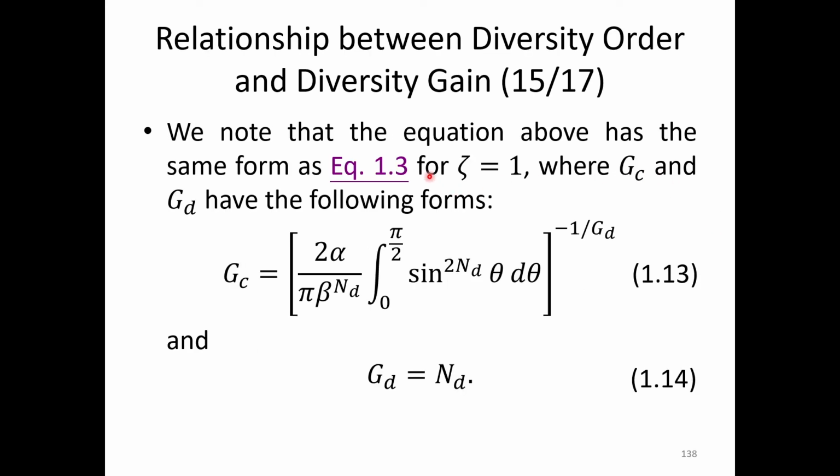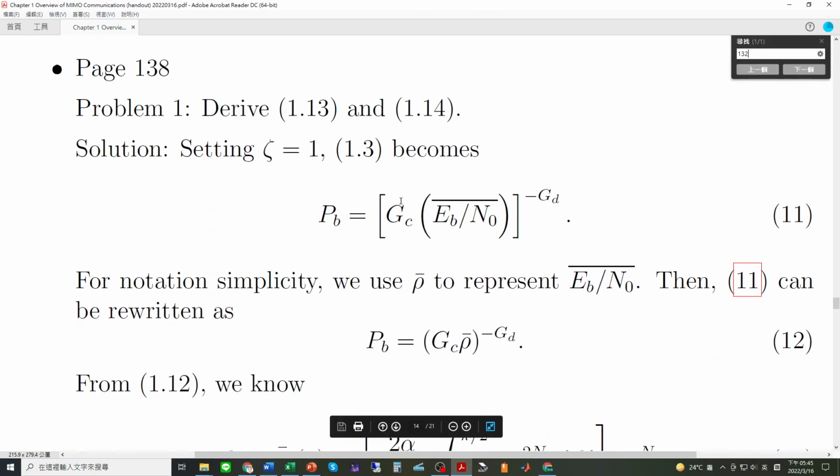138. For zeta equal to 1, GC, the coding gain, and GD, the diversity gain, have the following forms. We can see that GC is equal to 2 alpha over pi times beta to the power of ND times the integration from 0 to pi over 2 of sine to the power of 2ND of theta d theta, to the power of minus 1 over GD, and GD is equal to ND. How do we get these two equations? Let us see the handout. Page 138, problem 1: derive equations 1.13 and 1.14.